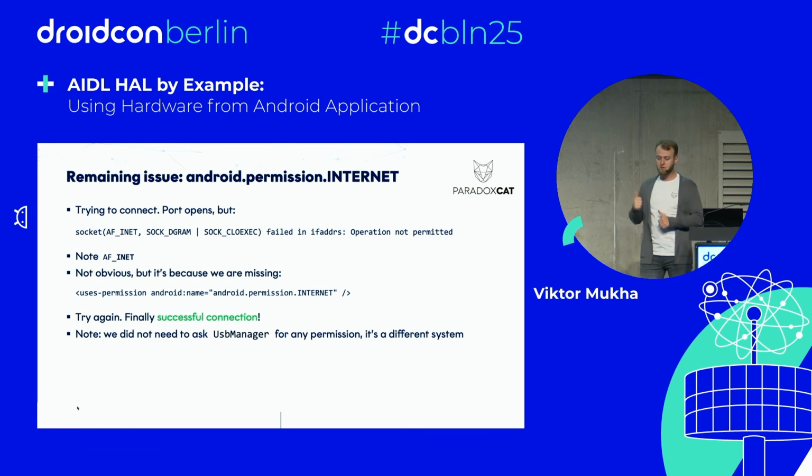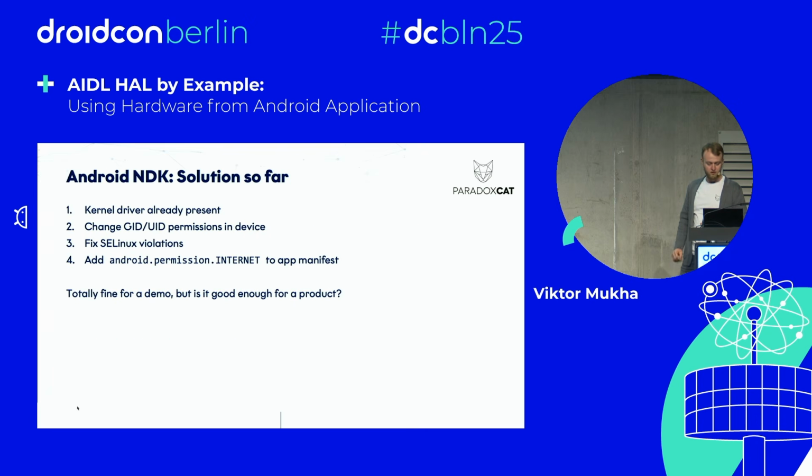And last but not least, you're trying to connect, but still getting an operation not permitted, this time with some weird socket stuff. It's not obvious, but you also need the uses-permission in your Android app manifest for the internet, because it's a socket. Finally, we have succeeded in opening our sensor. It's connected. We can get information from it. Also note that the USB manager Java stuff, the Android runtime stuff I was talking about before, we don't have to touch it. We don't have to request any permissions. It just works.